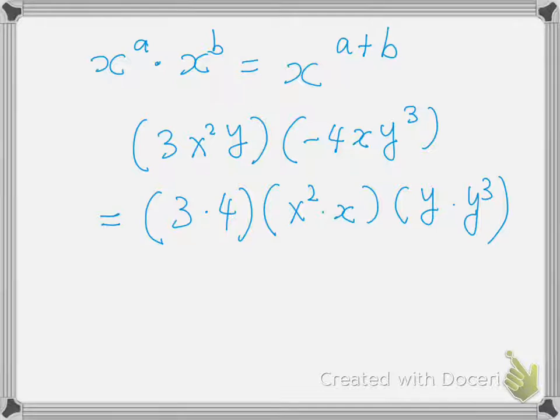So there are two missing exponents. X is x to the first power. Y is y to the first power. The number part, 3 times negative 4, sorry, not 4. 3 times negative 4, we got negative 12.